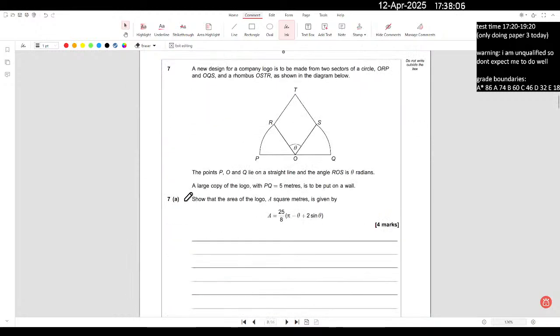Okay. Can't waste any time. Last paper I ran out of time. I ended up losing a bunch of marks because I ran out of time and I had no idea what I was doing by the end.